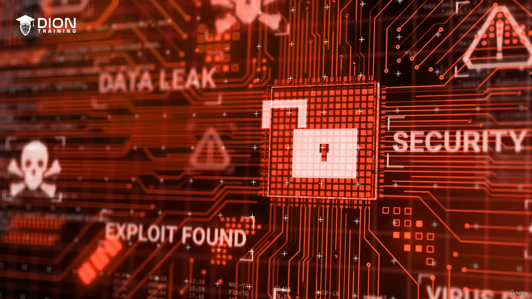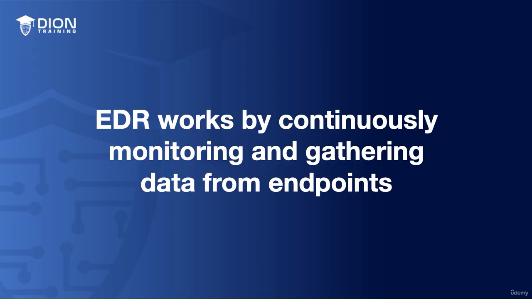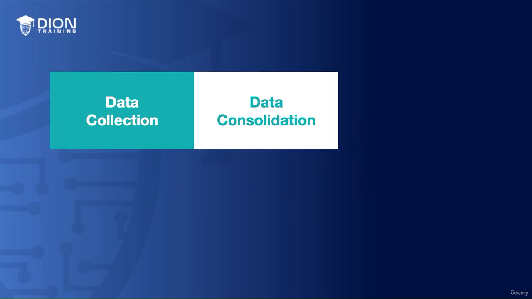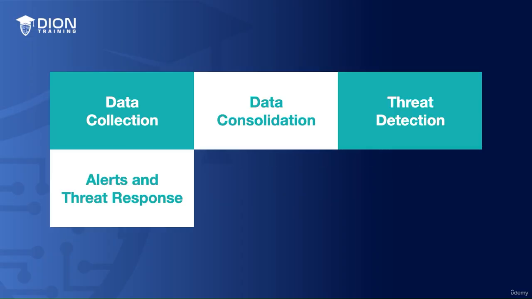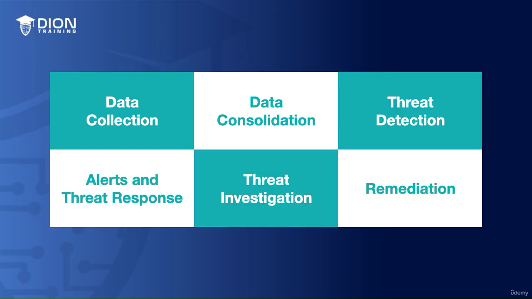For example, an endpoint detection and response solution might monitor a network for signs of malware or other cyber threats. If a threat is detected, the endpoint detection and response solution can either alert the security team or take predefined actions from a playbook using automation and orchestration to mitigate the identified threat. So how does endpoint detection and response work? Well, EDR works by continuously monitoring and gathering data from endpoints that could indicate a threat by following a 6-step process of data collection, data consolidation, threat detection, alerts and threat response, threat investigation, and remediation.